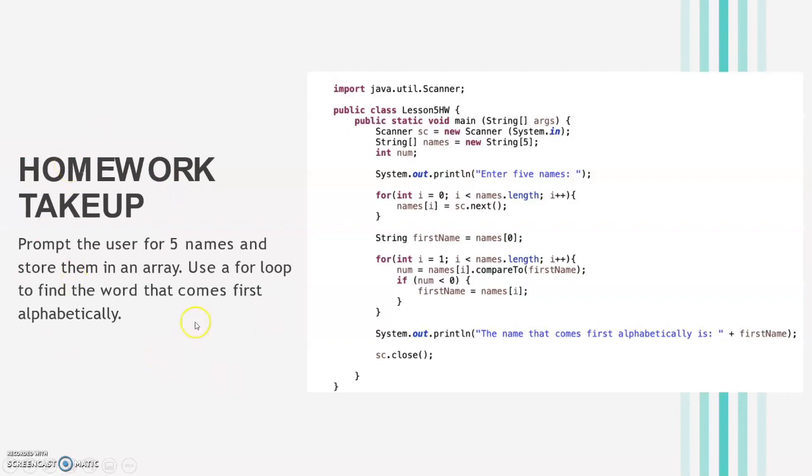So this was the homework from last time, and the homework was to prompt the user to enter 5 names and then store them in an array, and then use a for loop to find the word that comes first alphabetically. You can feel free to pause it here and then compare it to your answer, but I'm just going to go over it super briefly.